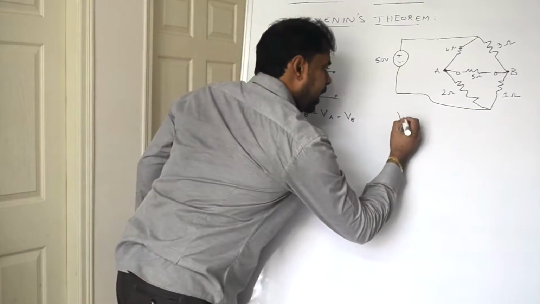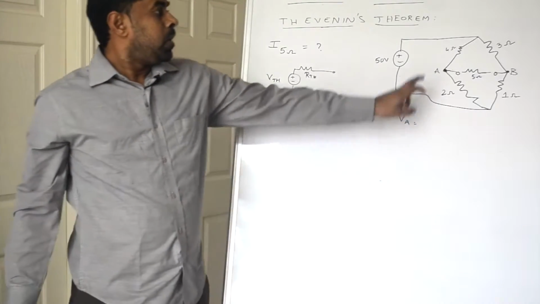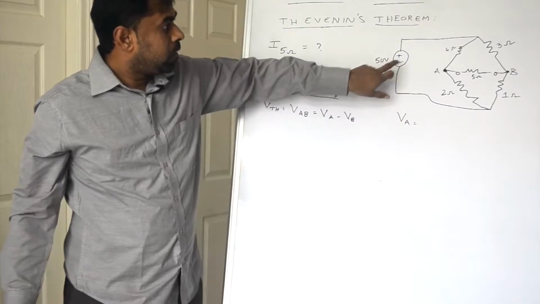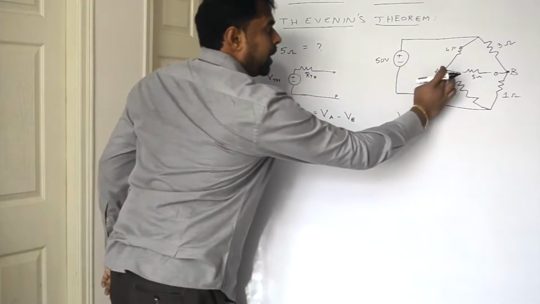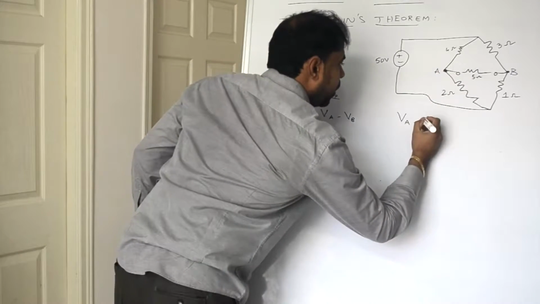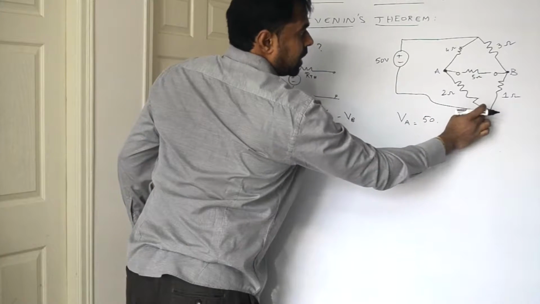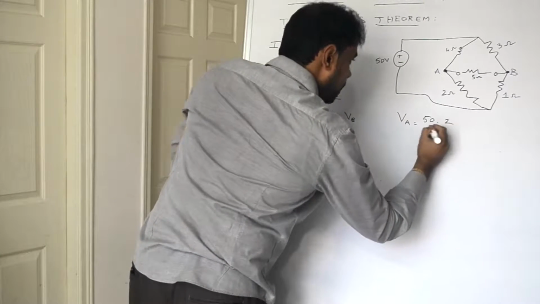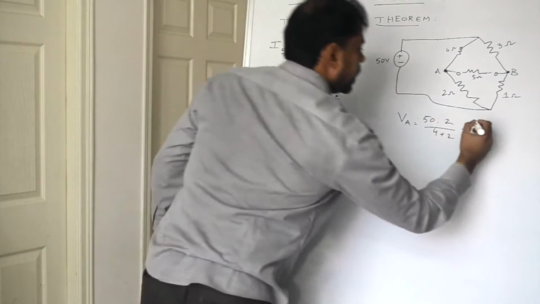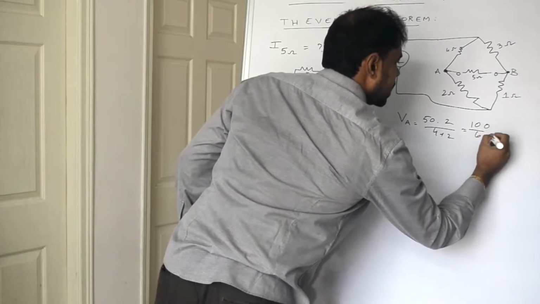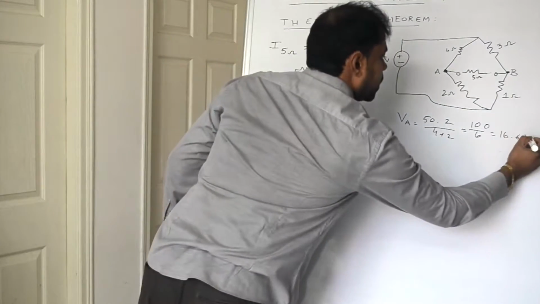So to find the potential at A, you can apply voltage division across these 2 points. Voltage at A is nothing but 50 volts into, this is the reference for us, across 2 ohms, 2 by 4 plus 2. It is nothing but 100 by 6, which will be 16.6 volts.